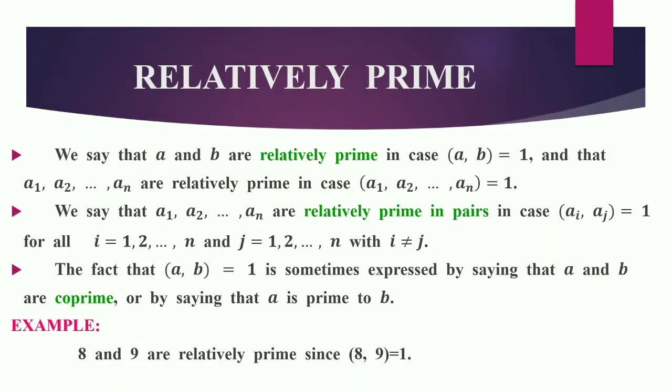Relatively prime. We consider two integers a and b. Then we say that a and b are relatively prime if GCD of (a, b) is equal to 1. If we consider n integers a1, a2, etc. an, then they are relatively prime if GCD of (a1, a2, etc. an) is equal to 1. If the integers a1, a2, etc. an satisfy the condition GCD of (ai, aj) is equal to 1 for all i and j with i not equal to j, then they are said to be relatively prime in pairs. For example, 8 and 9 are relatively prime since GCD of 8 and 9 is 1.